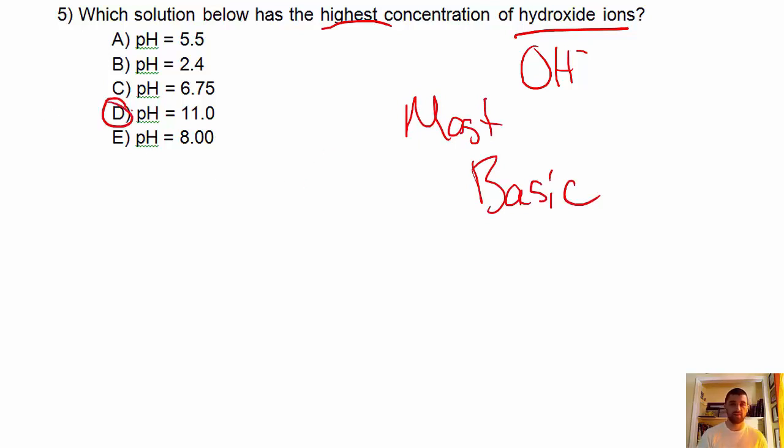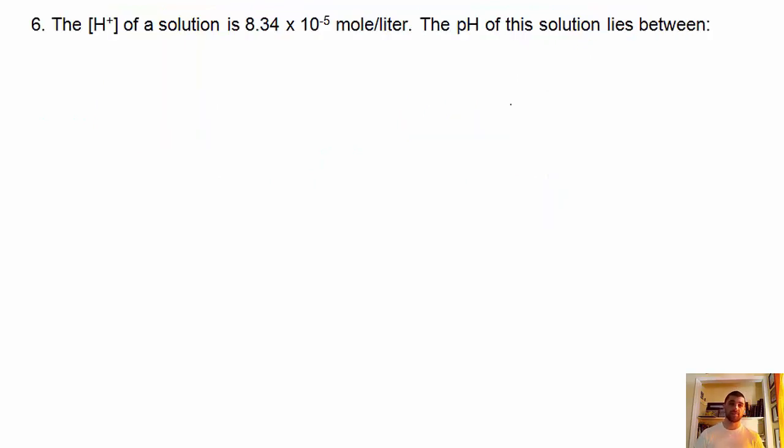So the highest pH out of all of them is choice D, 11. All right, 6. The H plus of solution is this moles per liter, aka molar. The pH of the solution lies between, all right, so they're looking for an estimation.